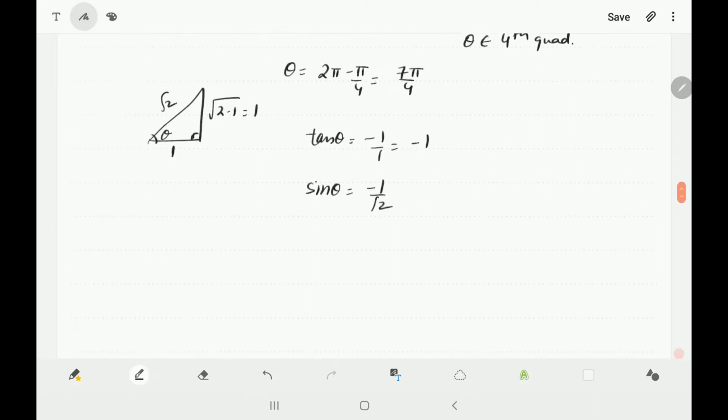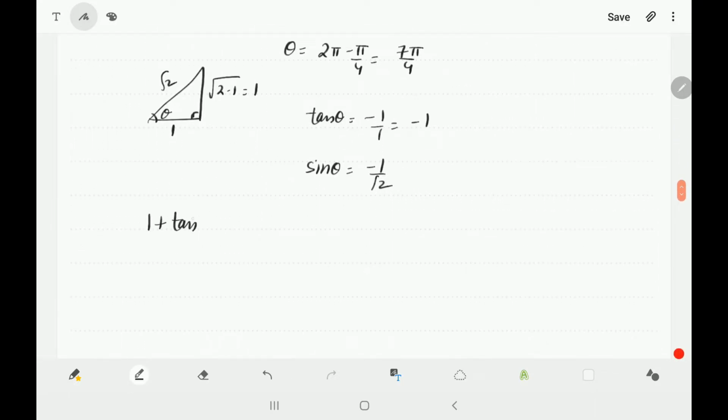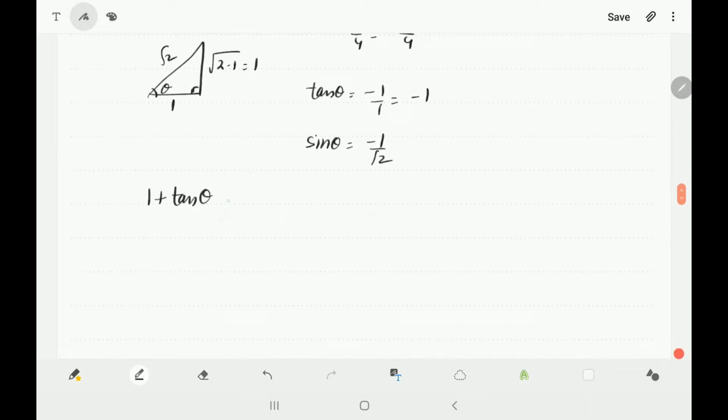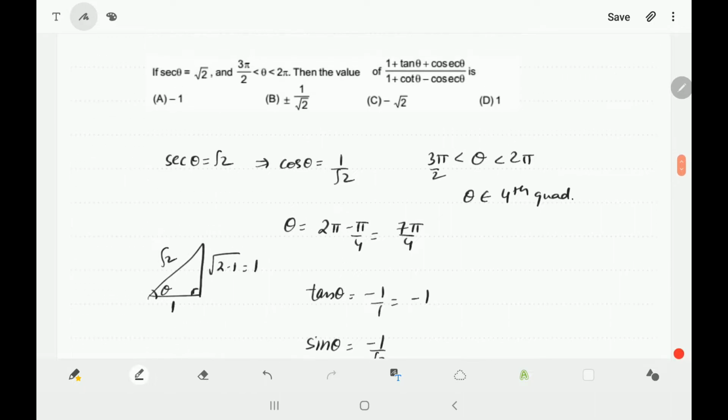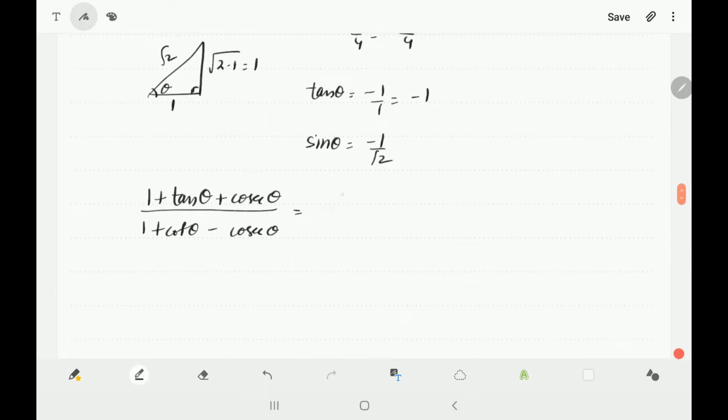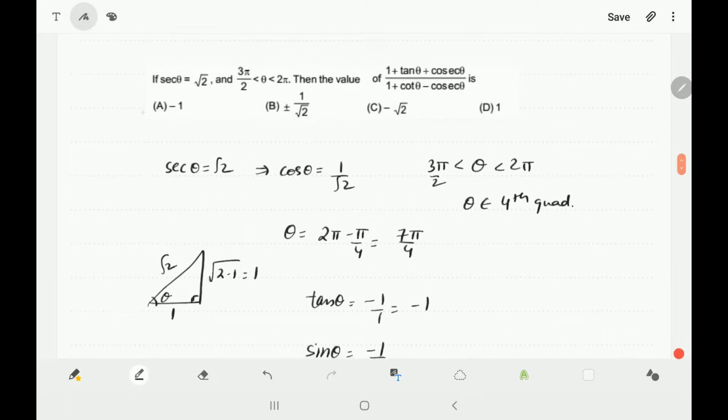Okay, so let's now put the values. We have to calculate the value of (1 plus tan theta plus cosecant theta) divided by (1 plus cot theta minus cosecant theta). So we have the value of tan theta as minus 1, cosecant theta will be minus root 2, which is the reciprocal of sin theta. Cot theta will again be minus 1 because it is the reciprocal of tan theta, minus of minus root 2. Okay, so 1 and 1 will cancel out. We will be left with minus root 2 divided by root 2. So the answer of this problem is minus 1. Okay, and hence the answer of this problem is option A.